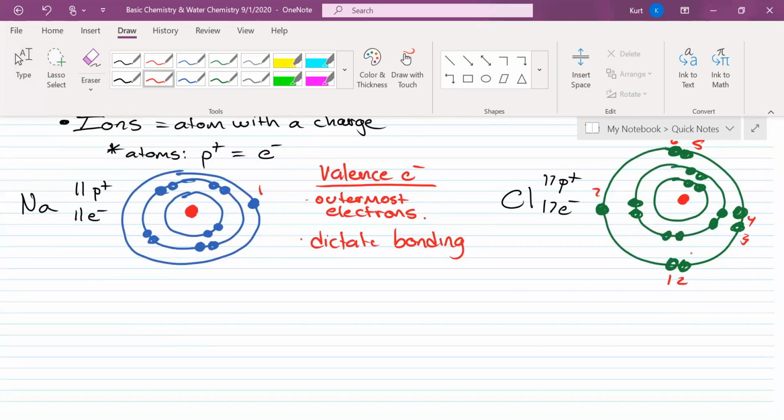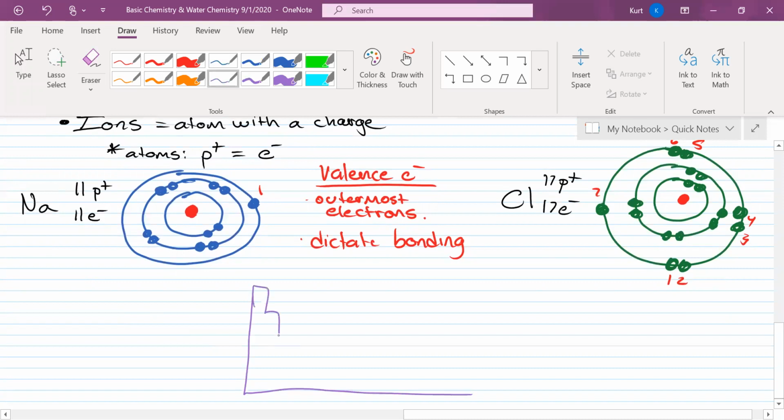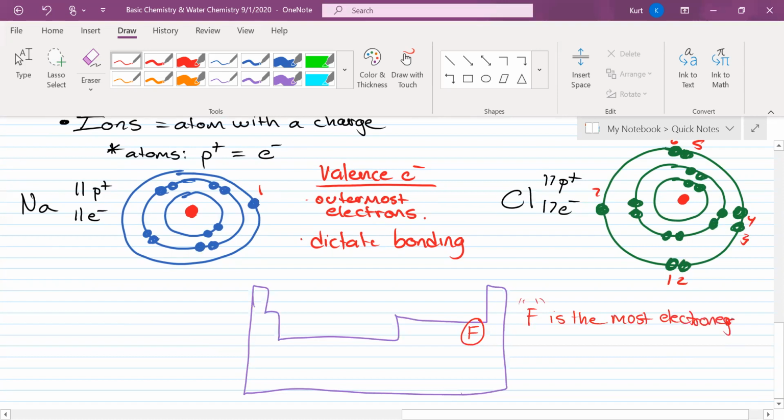So what happens is a concept called electronegativity. So in electronegativity, you have a periodic table. And on the periodic table, you find fluorine. Fluorine is located right about there. It's element number 9. Fluorine is the most electronegative element. Now, what does it mean to be electronegative? To be electronegative means the ability to attract electrons.